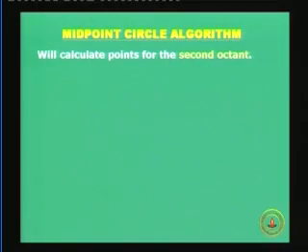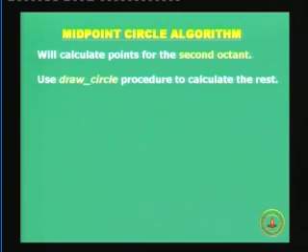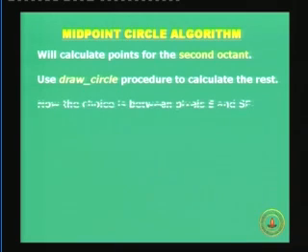Well, we now slowly move into the midpoint circle algorithm, and let us see how much of the criteria we can get into today, and then continue in the next class. So we will calculate points in the second octant as given here, and after a single point in the second octant, or all the points in the second octant, are available, we use the draw circle code which we have given here, which calculates the rest of the points using symmetry, which we have just seen now.